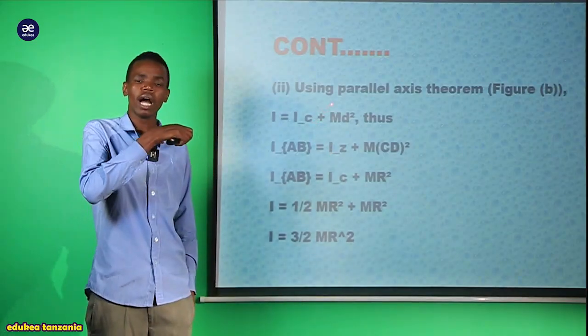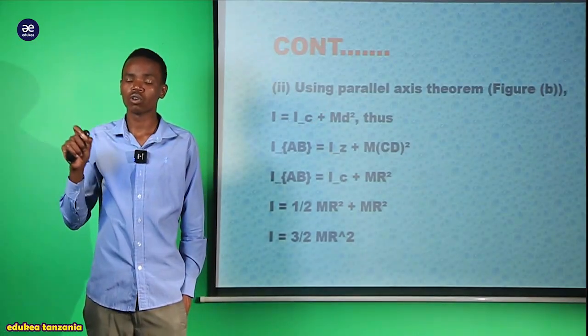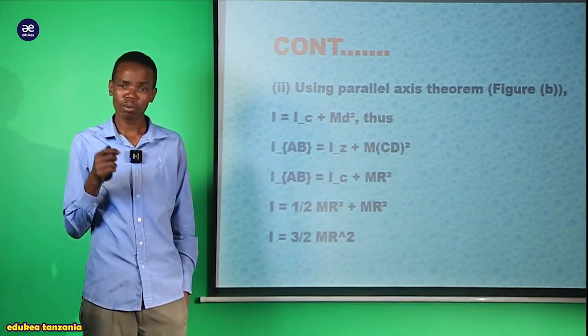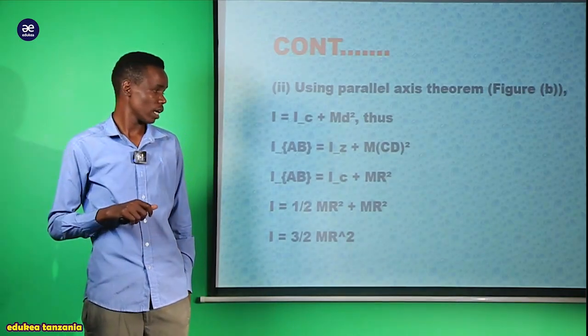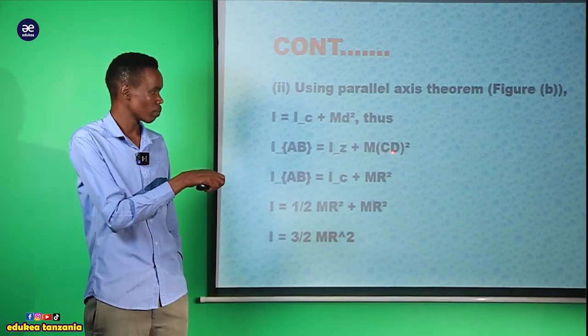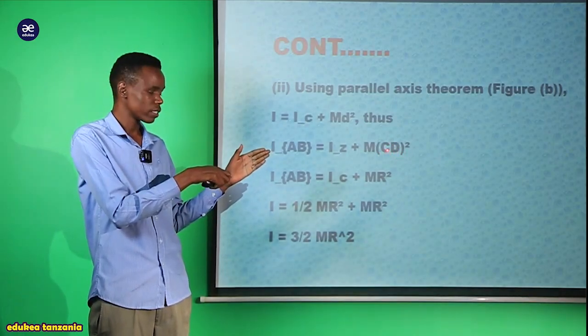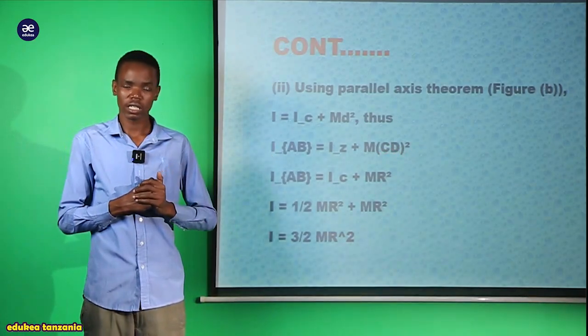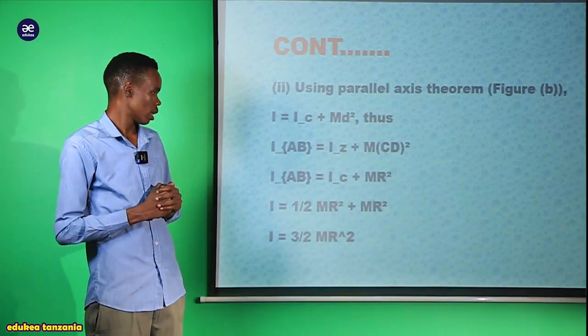Instead of writing IC, we could substitute it with IZ. So that will be the moment of inertia along the Z axis. Then we add M r squared, by M C D. But the distance CD here represents the r, so that will be equal to r.